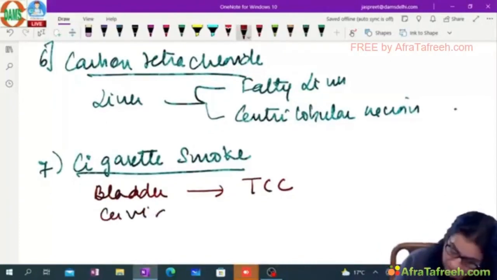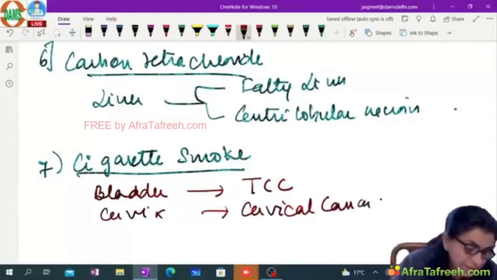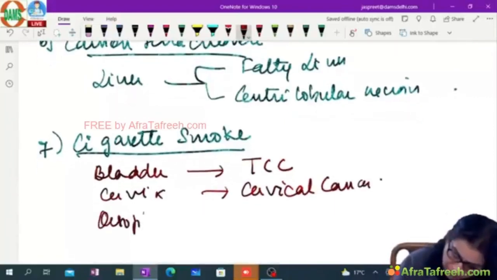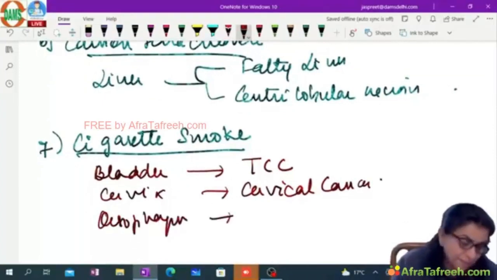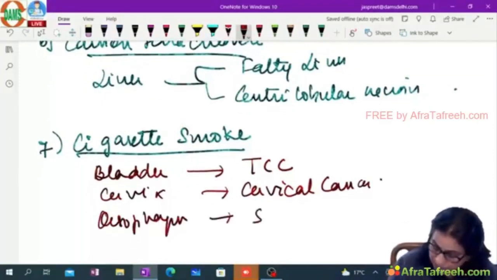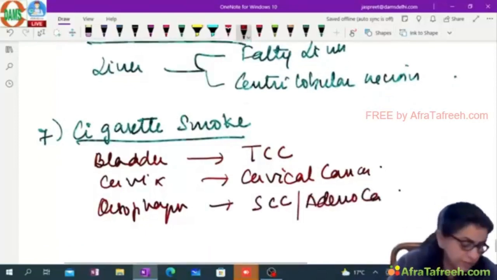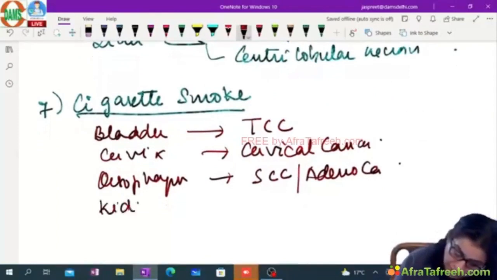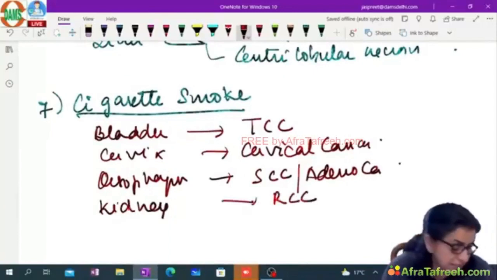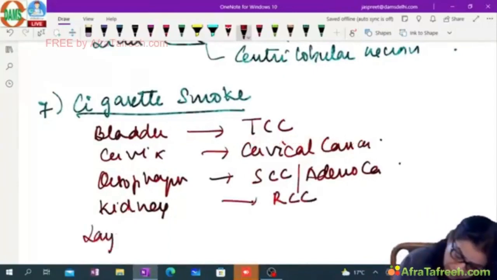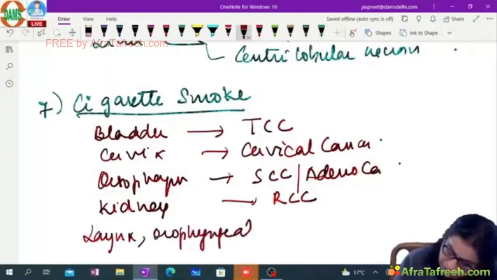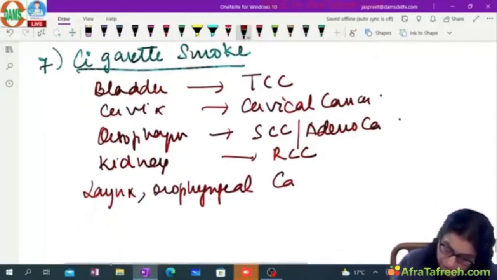Then in the cervix, cigarette smoke causes cervical cancer. Esophagus: it can cause squamous cell carcinoma or adenocarcinoma in the esophagus, any of these types. Then very important, kidney: renal cell carcinoma, RCC. Then it can also cause laryngeal or oropharyngeal cancer.